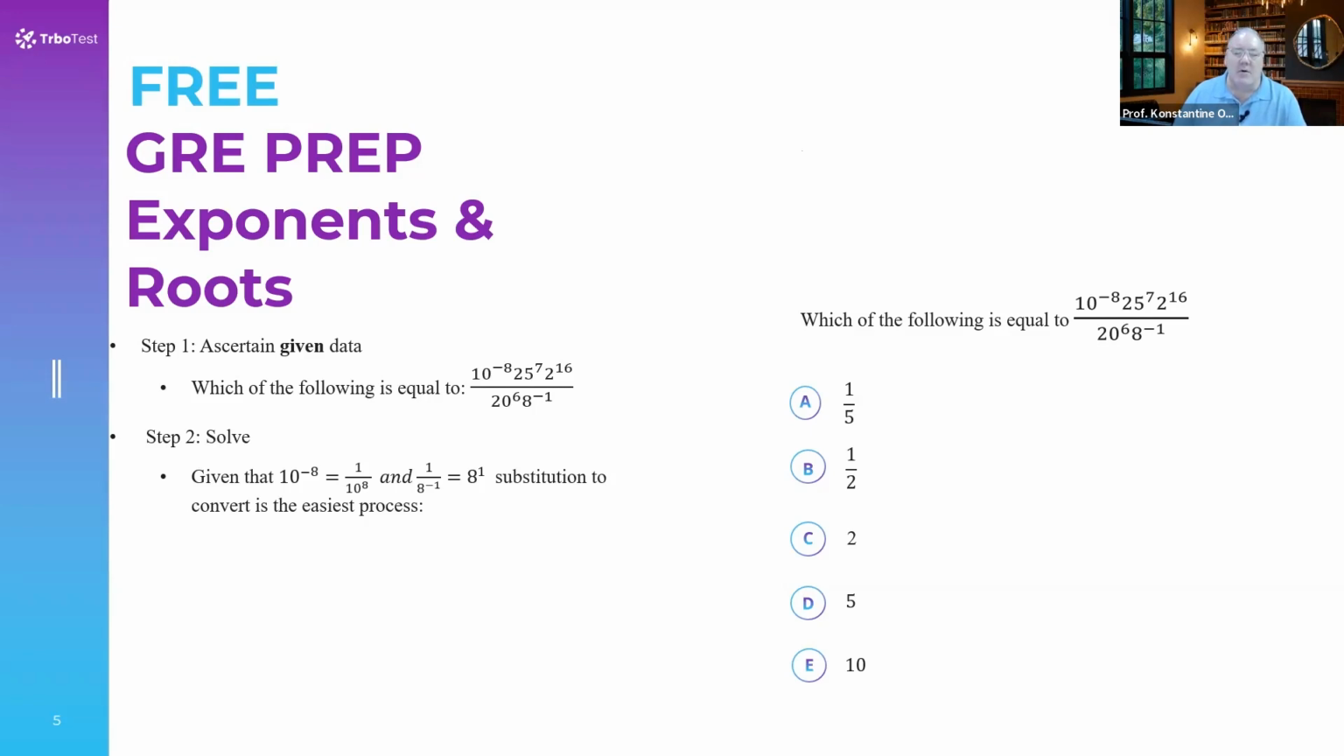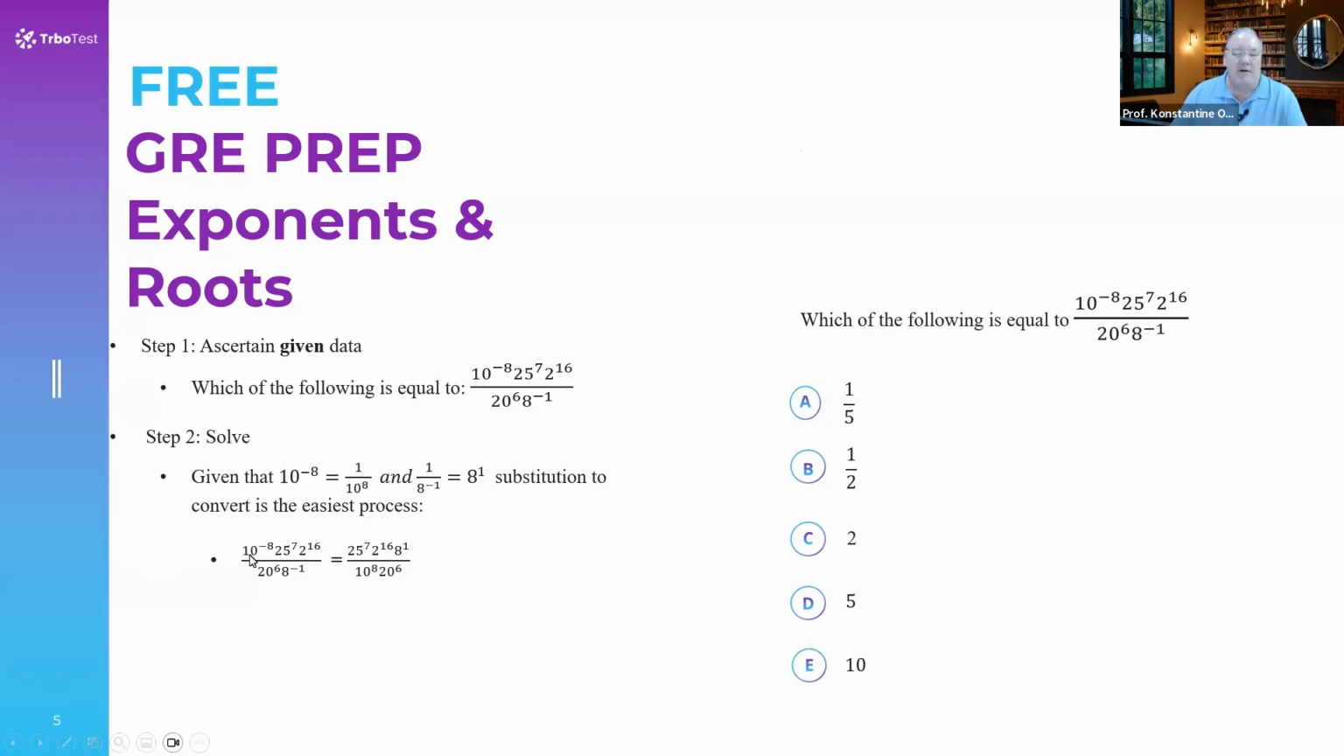And we also know that 1 over 8 raised to the negative 1, which is on the bottom, is the same thing as 8 raised to 1. So once we know those two numbers, we can substitute those and convert the process. All right, so we have the 20 to the 6th, the 8 to the negative 1, we have the 10 to the 8. Everything is mathematically correct here. All right, so let's take it to the next step.